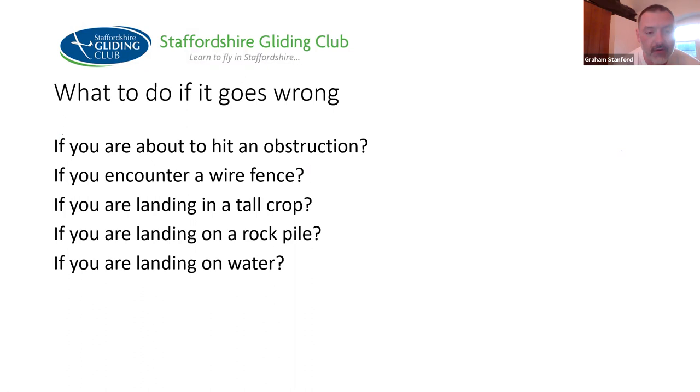It's not ideal, but generally, if you've done everything that we've talked about, you won't have a problem. If you encounter a wire fence, same sort of thing. Don't go through it. It'll cut the plastic canopy, and it will hurt you or decapitate you, so be careful. Better to ground loop than go through that. If you're coming down to land in a tall crop, and you realise at the last minute, try and round out just above the crop and let yourself come down into it.